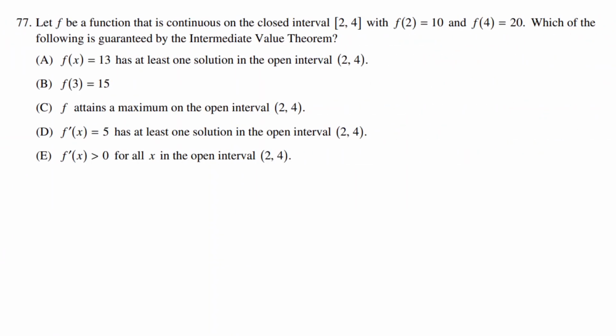In number 77, we are given that the IVT applies and the points 10 and 20, so all values in between are guaranteed to exist. Our answer is A, which says that 13 exists.